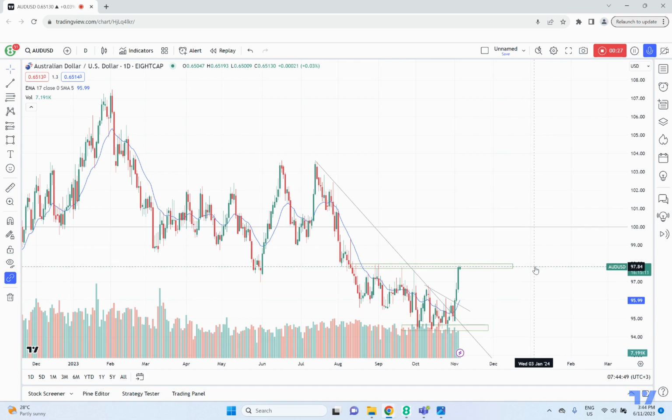The Aussie is currently trading at 0.03% higher. We are sitting in this resistance slash supply area, and we can see that just here, just highlighting that there. And so the Aussie will have to beat that resistance point to get this trend to continue on.